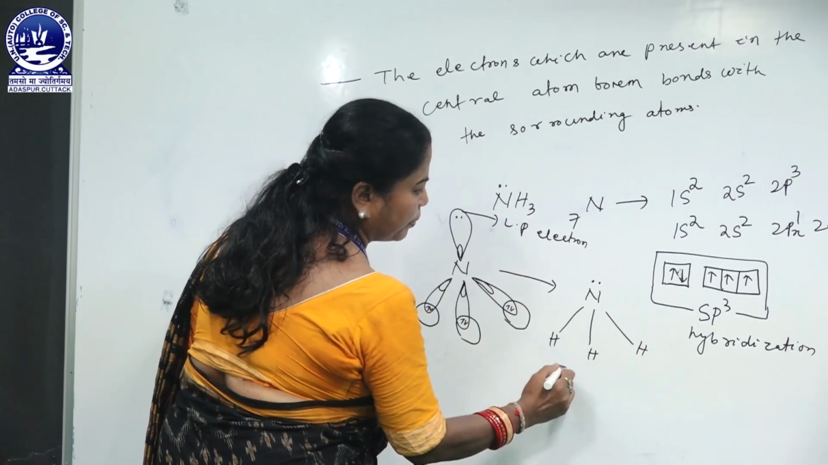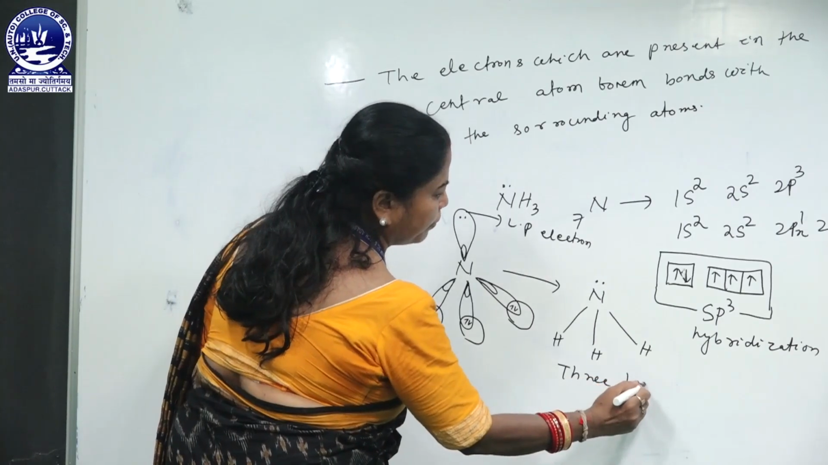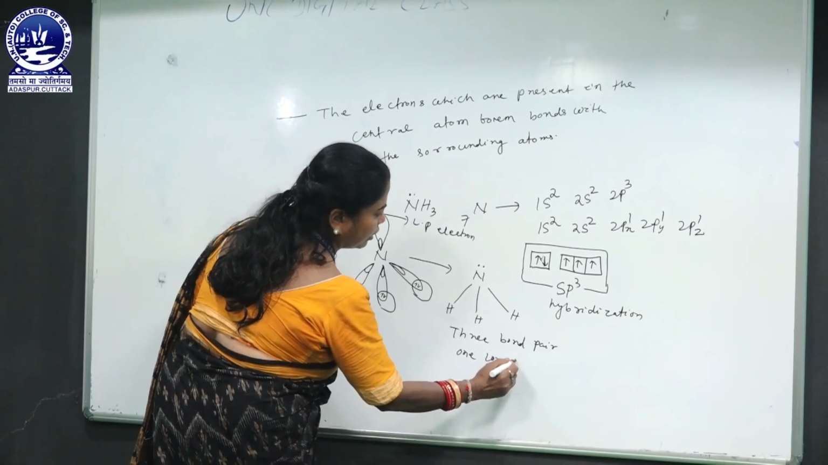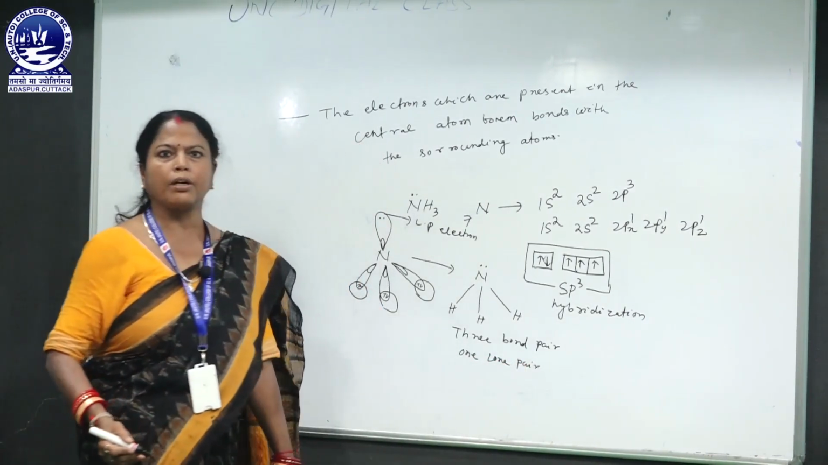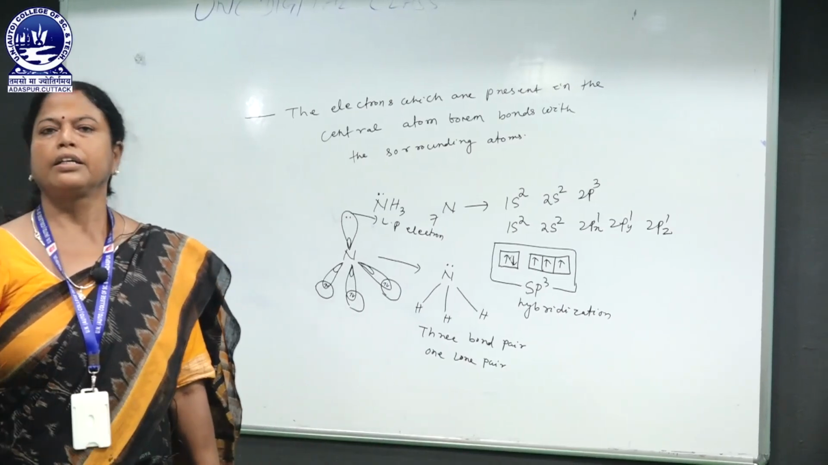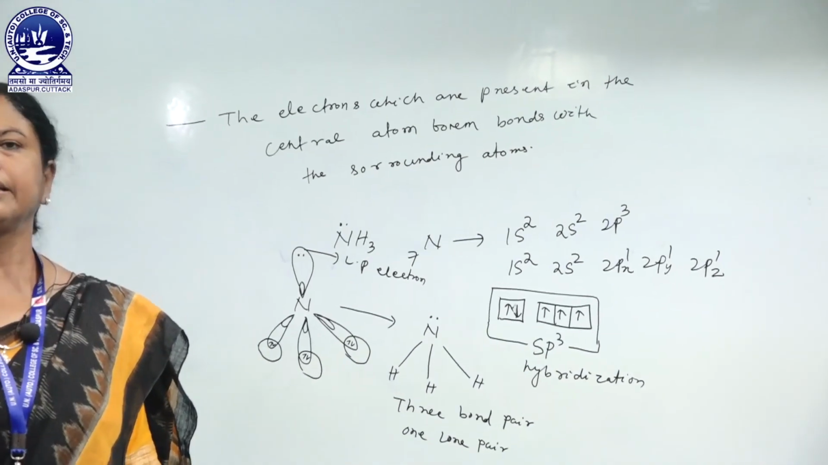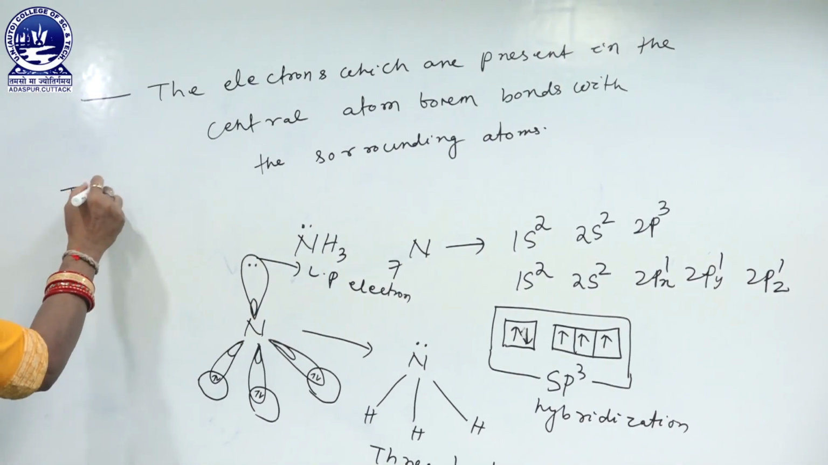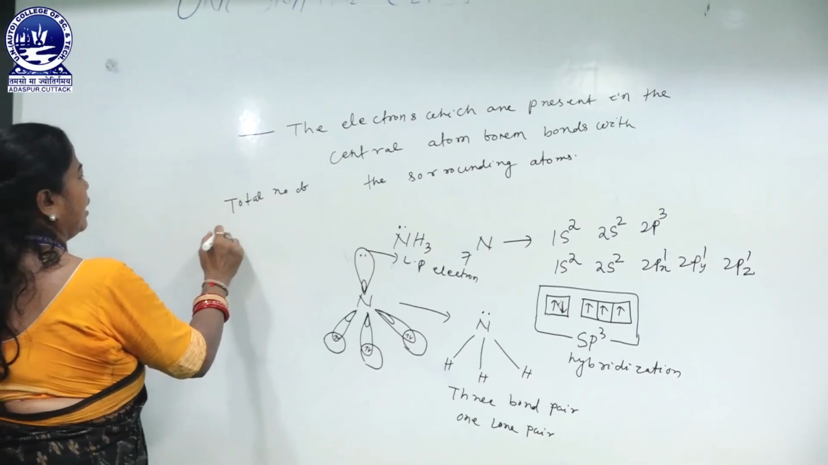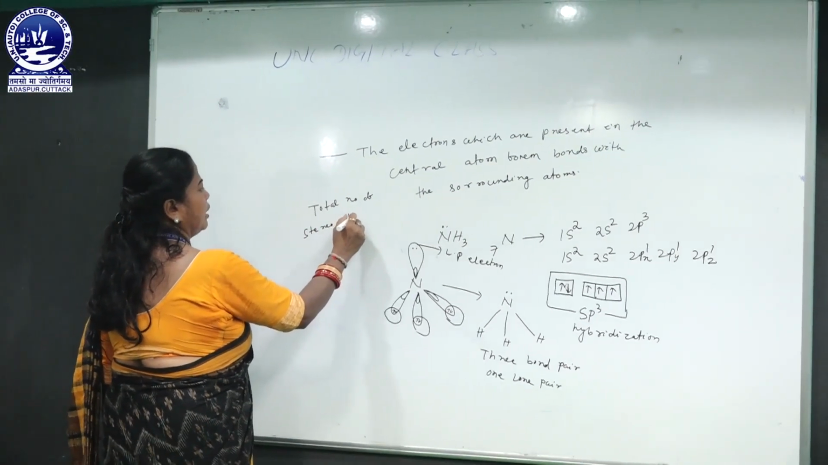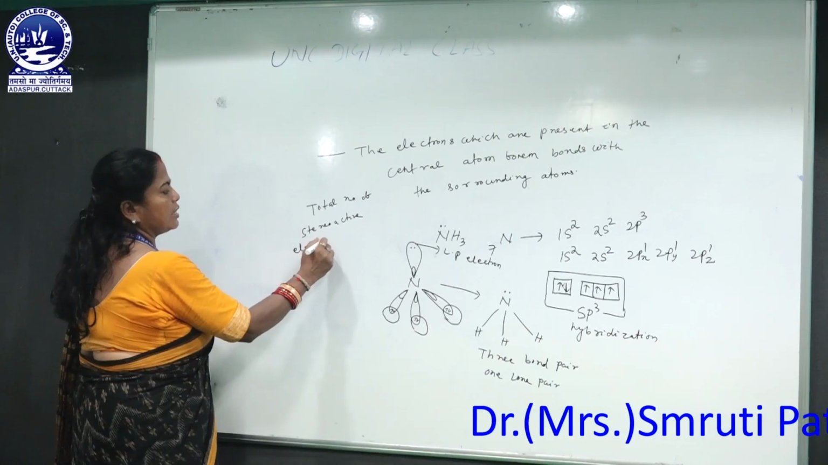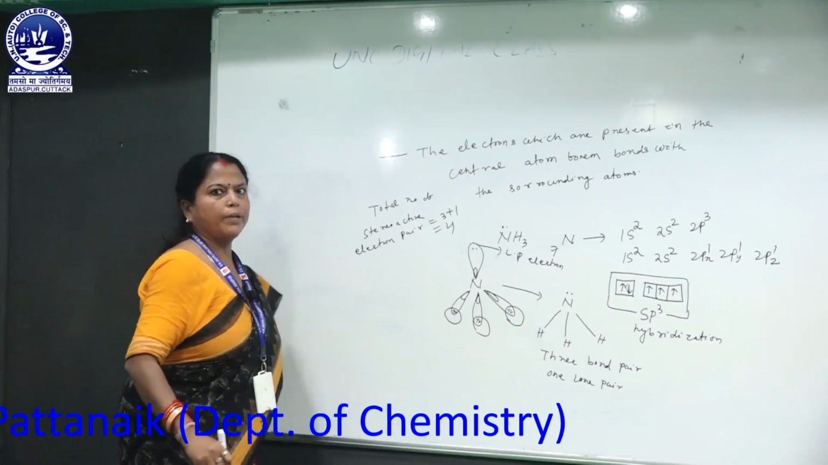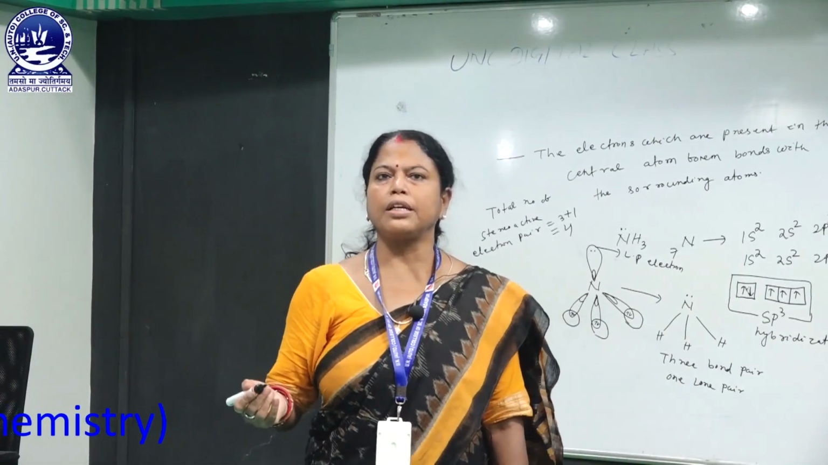There are three bond pairs and one lone pair. So what is the total number of stereoactive electron pairs in the ammonia molecule? That is equal to 3 plus 1, that is 4, because the bond pairs are 3 and the lone pair is 1.